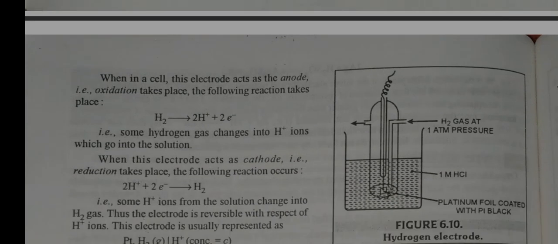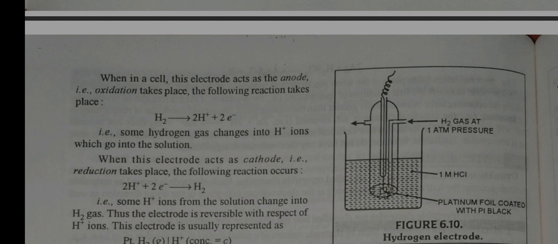That is, oxidation takes place. The following reaction takes place: hydrogen gas gives hydrogen ions plus 2 moles of electrons. That is, some hydrogen gas changes into hydrogen ions which go into the solution.